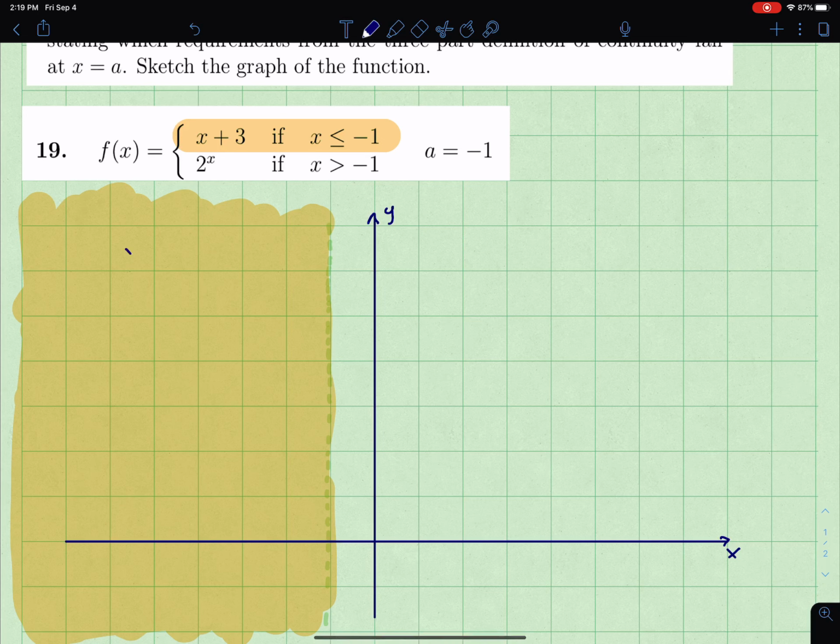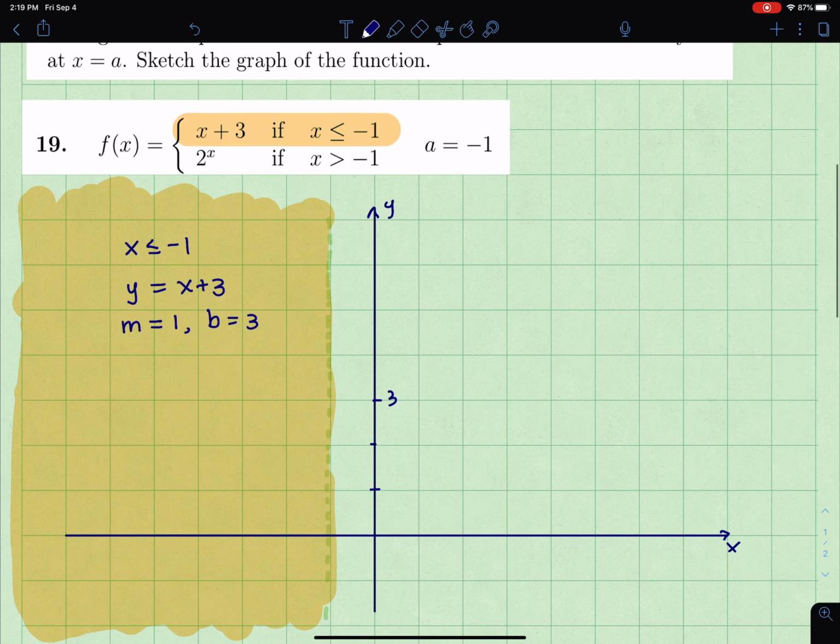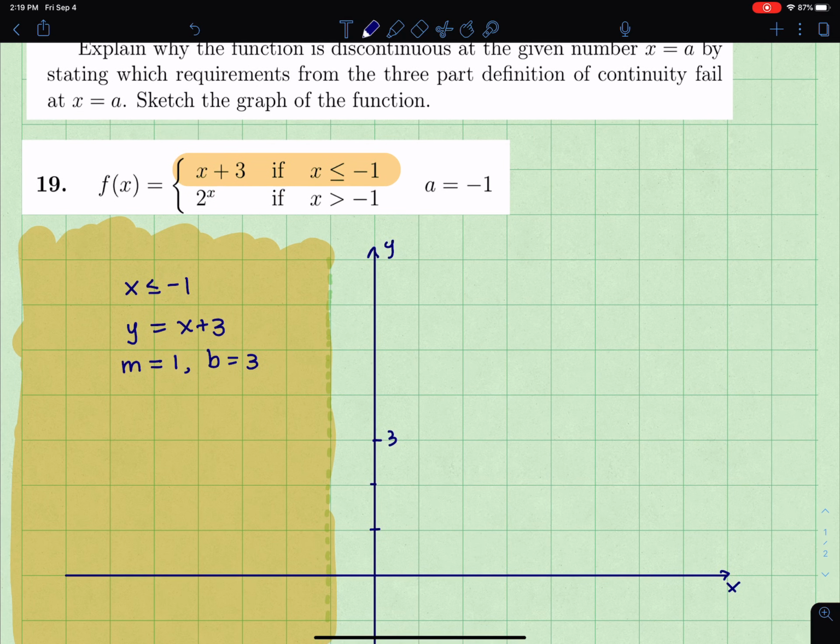Over here I have x less than or equal to -1, and then I'm going to use the rule that y equals x plus 3. For this function, we know that it is a line, the slope is 1 and the intercept is 3. If 3 is the intercept and 1 is the slope, then if I start at that intercept and go up 1 and over 1, I get another point.